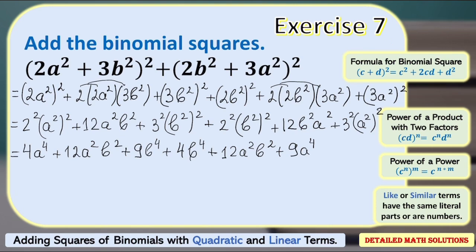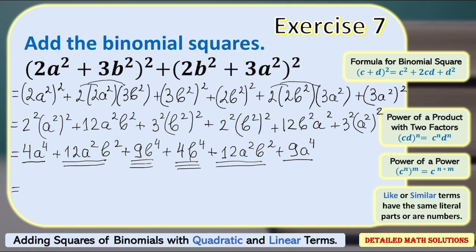As a last step, I need to add all like terms. Like or similar terms are terms that have the same literal parts. So I can add 4a to the power of 4 and 9a to the power of 4. I can also add 12a squared b squared and 12a squared b squared, and respectively 9b to the 4th power and 4b to the 4th power.